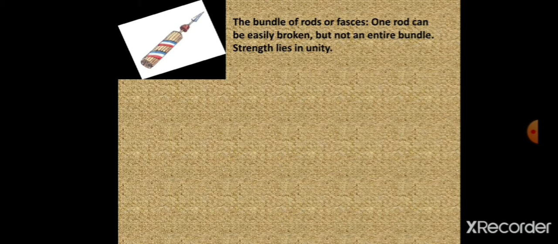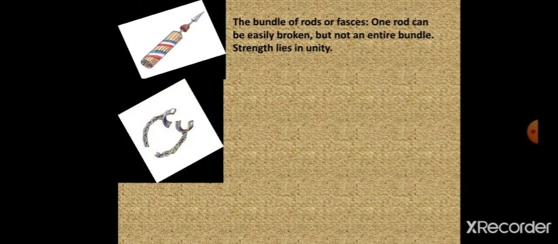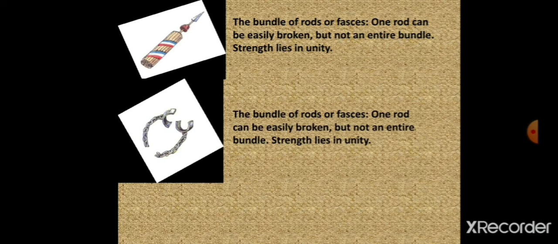Strength lies in unity. This symbol says that if you are united, you could do anything. You could change a monarch or anything. But if you are fighting against anything alone, then there are high chances that you could lose. Next, the broken chain, and its meaning is that those who are free now.